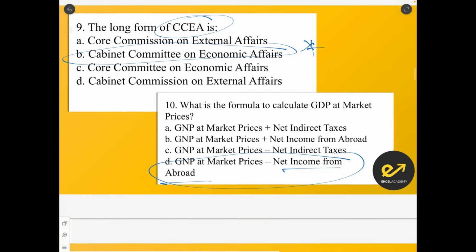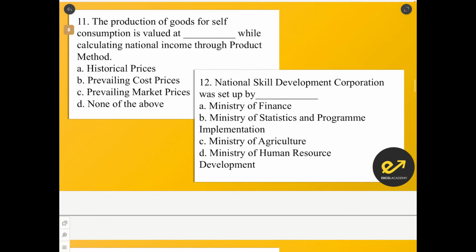Question number 10. The production of goods for self-consumption is valued at dash while calculating national income through product method. We consider the historical prices. National Skills Development Corporation was set up by the Ministry of Finance.